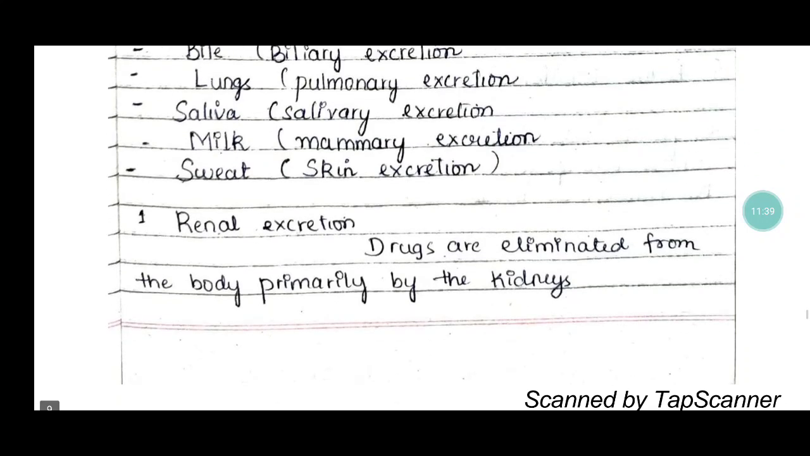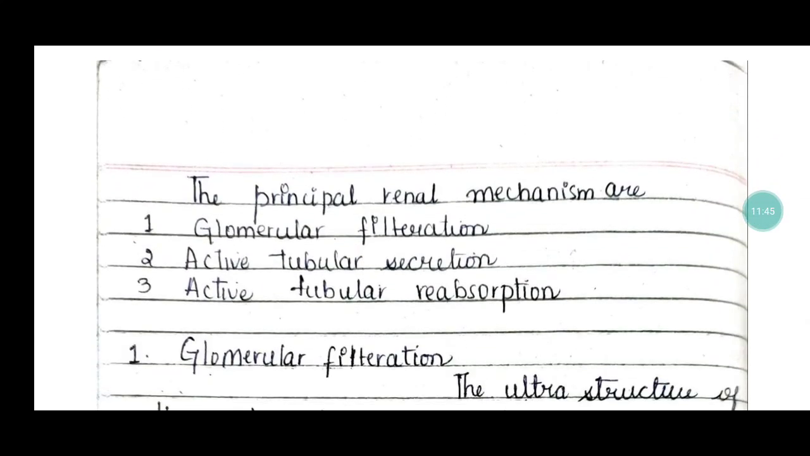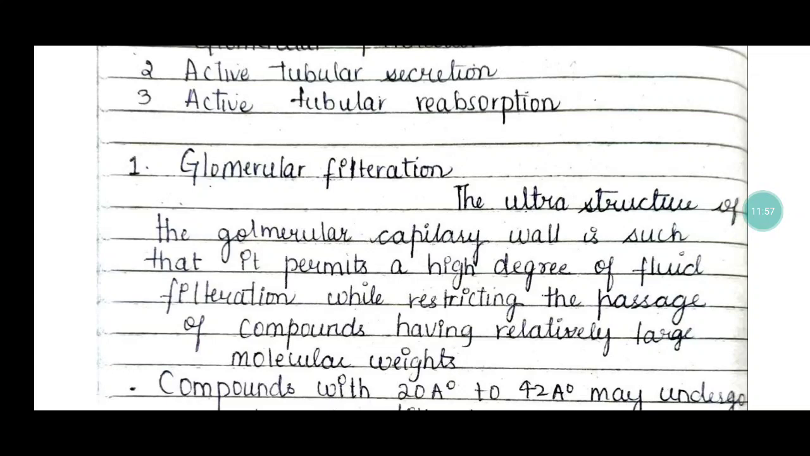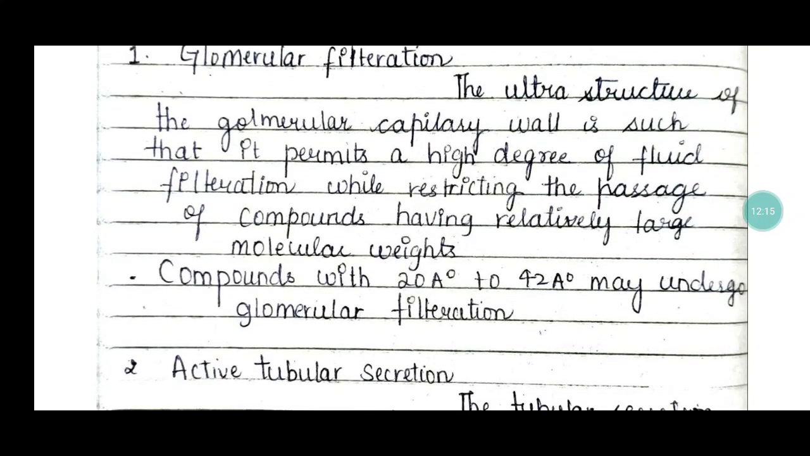The drugs are eliminated from the body primarily by the kidneys. The principal renal mechanisms are glomerular filtration, active tubular secretion, and tubular reabsorption. First one, glomerular filtration. The ultrastructure of the glomerular capillary wall is such that it permits a high degree of fluid filtration while restricting the passage of compounds having relatively large molecular weights. Compounds of 20 to 42 angstrom undergo glomerular filtration.